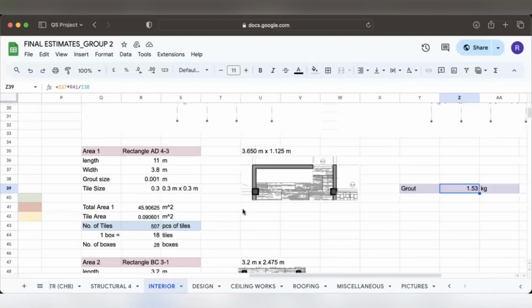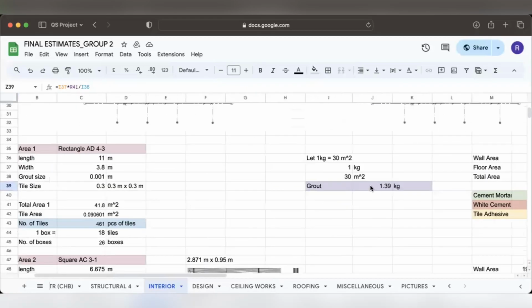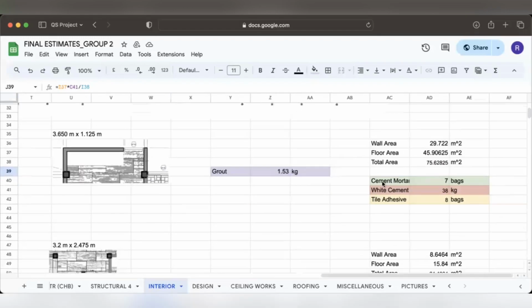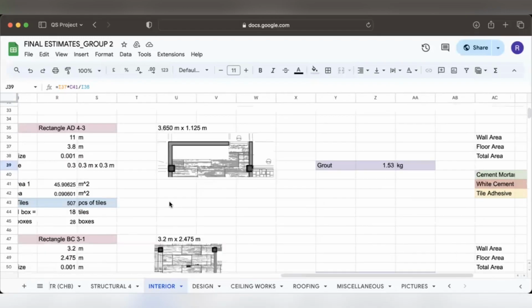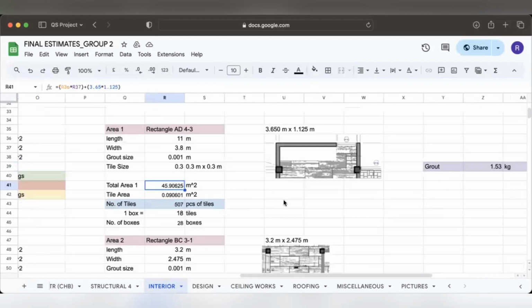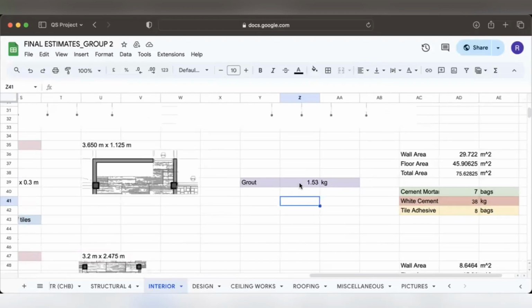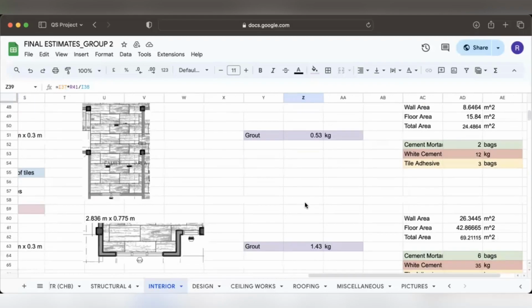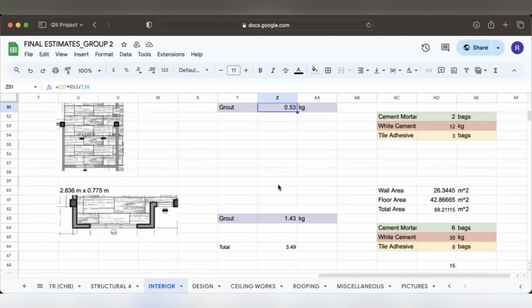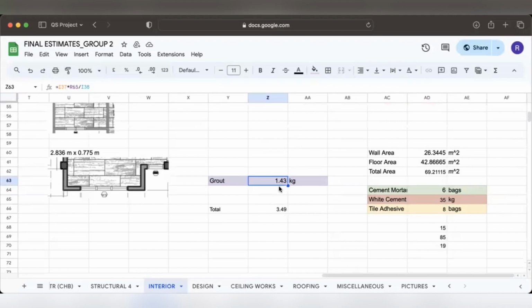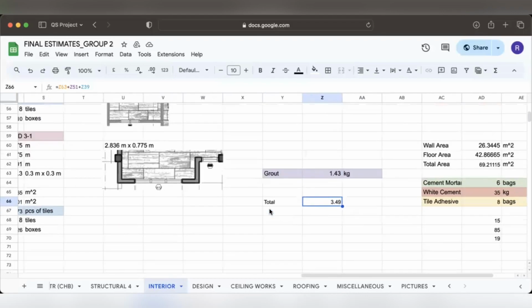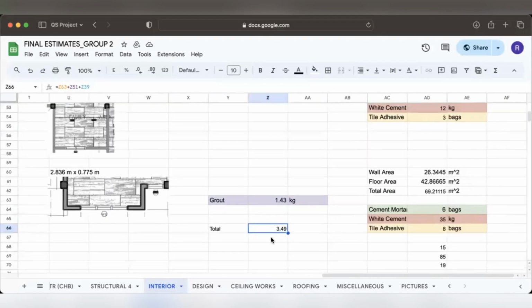To get the grout, same thing with the first area, area 1. Going to use this standard, use ratio and proportion, and the area we have solved to get this grout. For area 1, we have 1.53 kilograms. Area 2, we have 0.53 kilograms. And area 3, we will be needing 1.43 kilograms. And the total for the second floor is 3.49 kilograms.